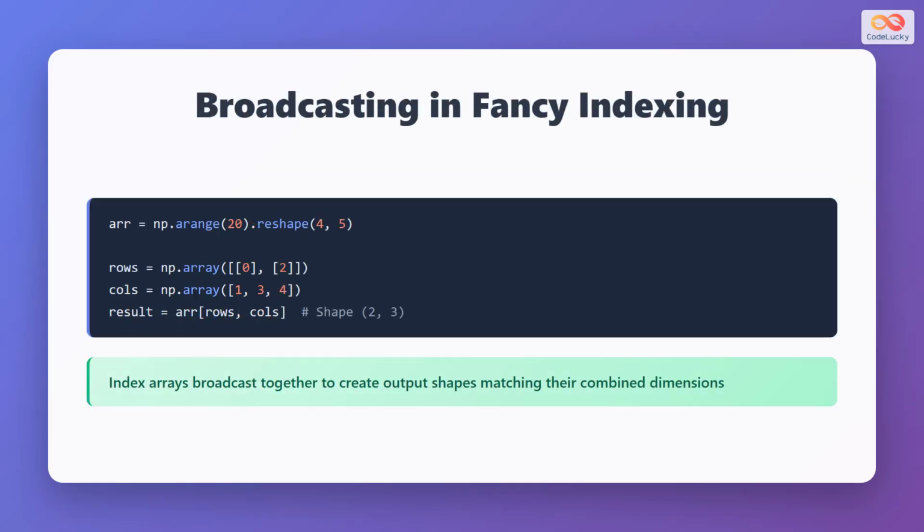Index arrays can broadcast together to create powerful selection patterns. We reshape a range of 20 numbers into a 4 by 5 array. Our rows array has shape 2 by 1, containing 0 and 2. Our columns array has shape 1 by 3, containing 1, 3, and 4. When these arrays broadcast together, they create a 2 by 3 output. Index arrays broadcast according to NumPy's standard broadcasting rules, allowing you to select rectangular blocks or create complex patterns from your data.